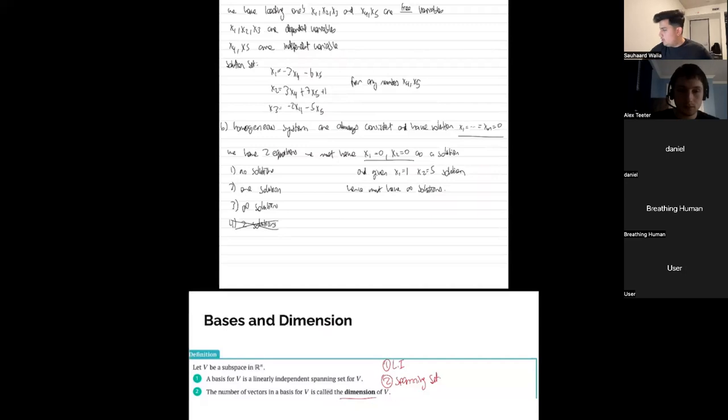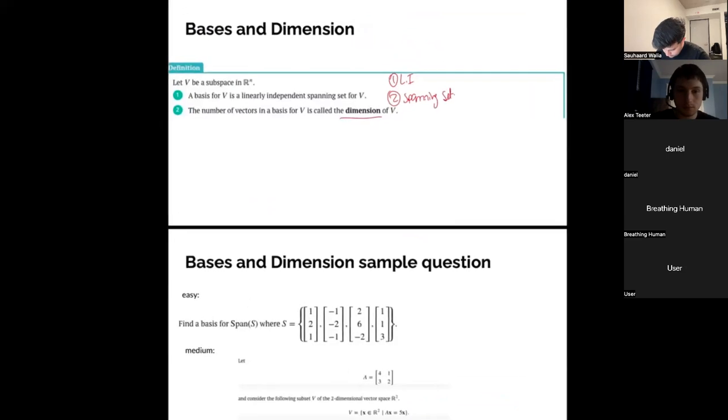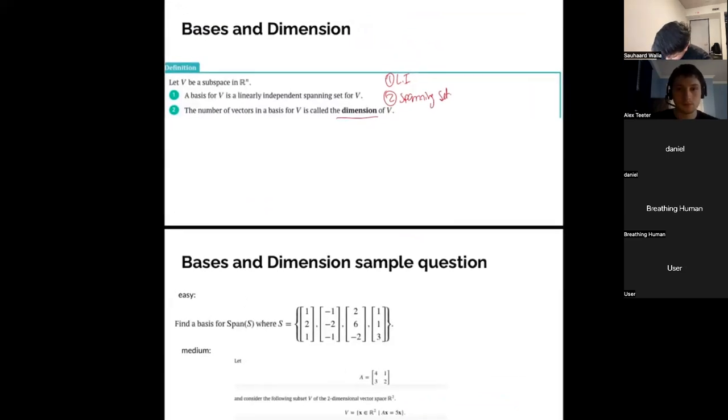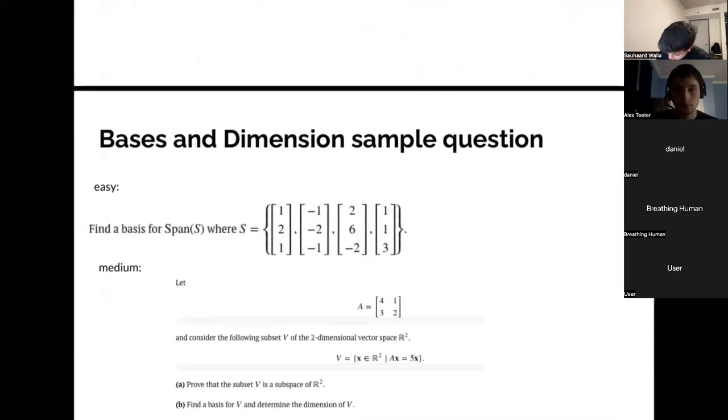Perfect. And so we're now going to jump into dimension. We already did. Okay. So dimension and basis, we've defined it. Perfect. Now let's start with this one.